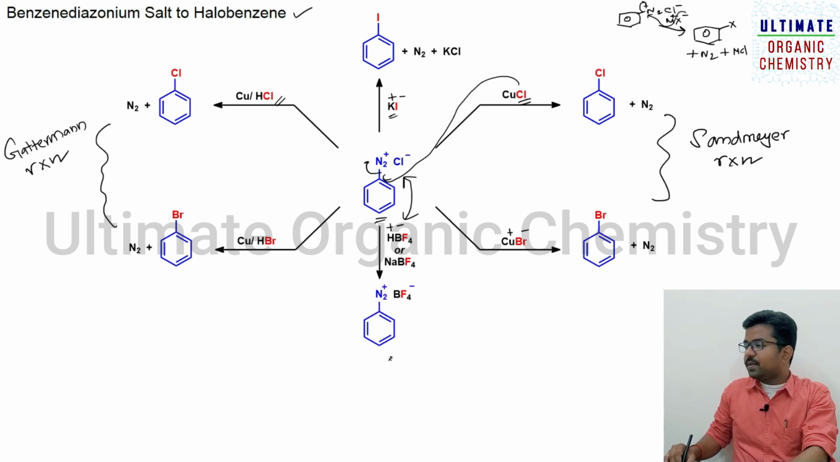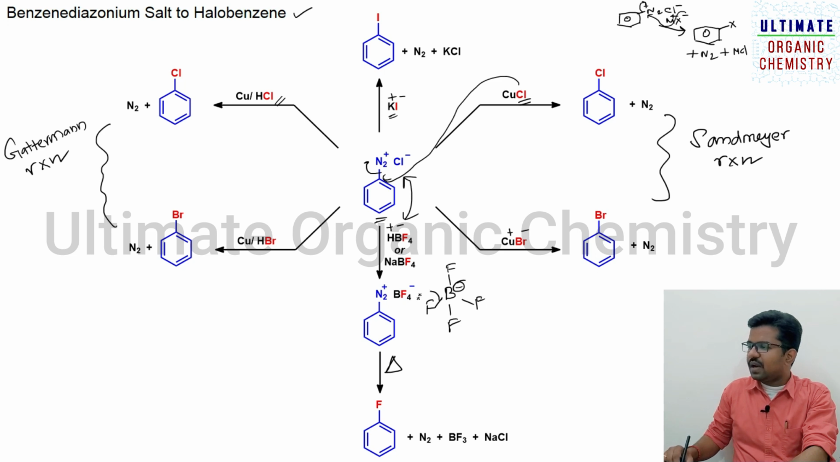When you heat this diazonium salt, the counterpart will be BF4 minus, which can be written like this. It is a perfect tetrahedral. This anion will attack here and N2 will be leaving. The BF4 minus will be converted into BF3, and when it attacks here, it will leave as nitrogen, and the diazonium salt will be converted into fluorobenzene. Along with that, if you use NaBF4 you will get NaCl, and if you use HBF4 you will get HCl as the final product.